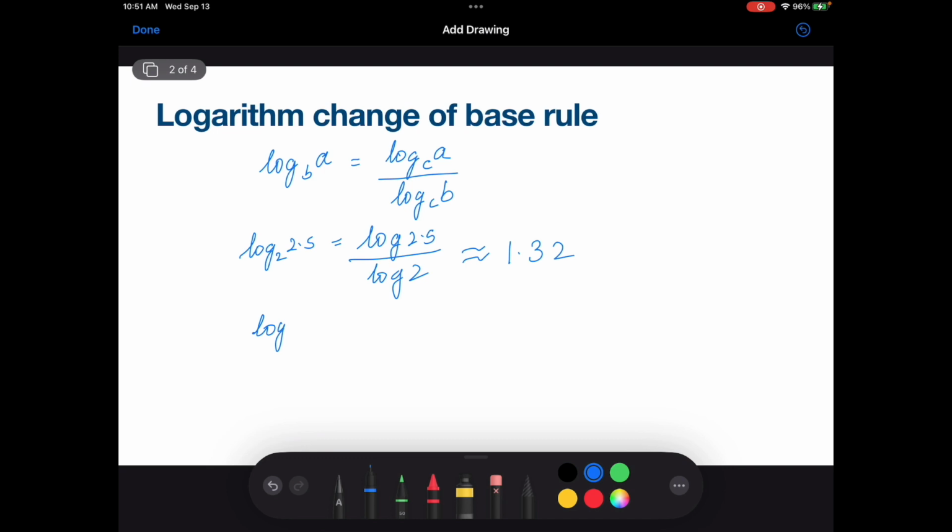Let's take a simple example of log 8 to the base 2. You can write this as log 2 cubed to the base 2. We know that log 8 to the base 2 is equal to 3. So let's verify it using the change of base rule. Log 8 to the base 2 can be written as log 8 divided by log 2.